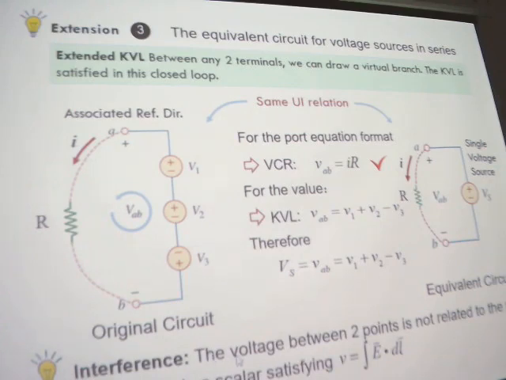So here is the interference. The voltage between two points is not satisfied to the root. That means we can choose any node from one node to another one. Any node, the voltage or the potential difference should be the same. The voltage is a scalar, satisfying this equation. Our E is a vector, and we use integration. Okay, we use this integration and we get our potential difference.